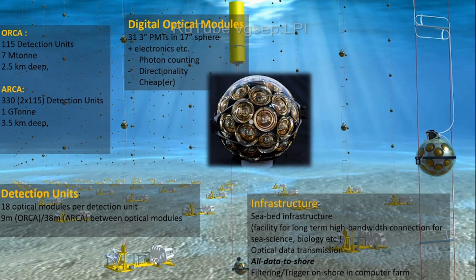Now the distance between these lines varies between ORCA and ARCA. In ORCA, you put the DOMs closer to each other, and you also put the lines closer to each other. And if you take 115 of these detection units, you have a block.